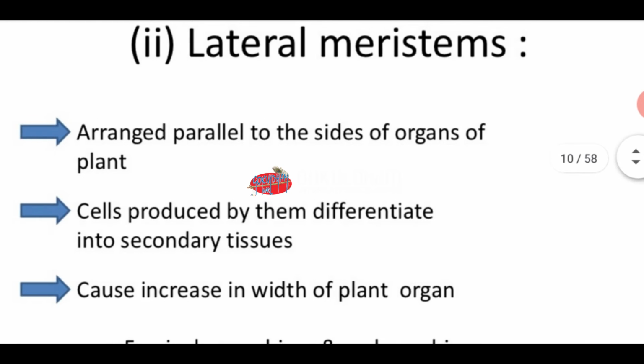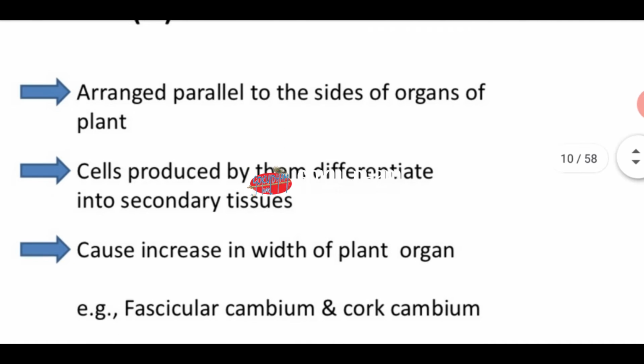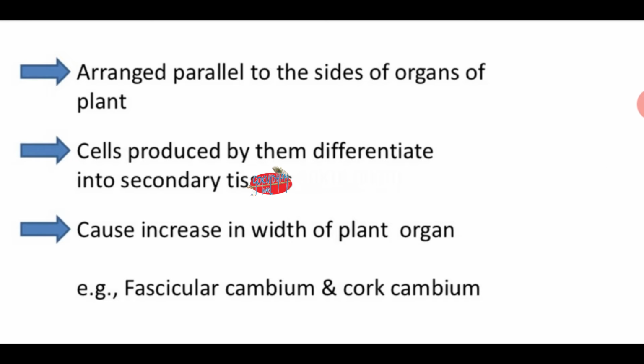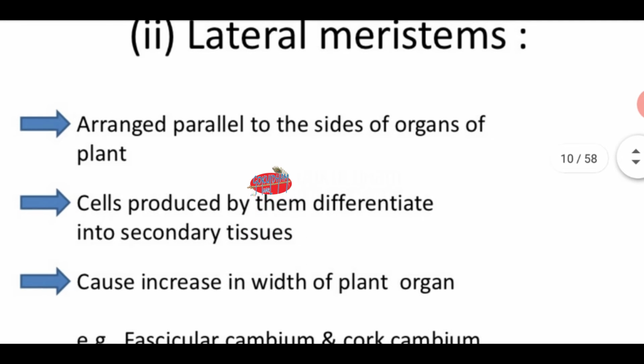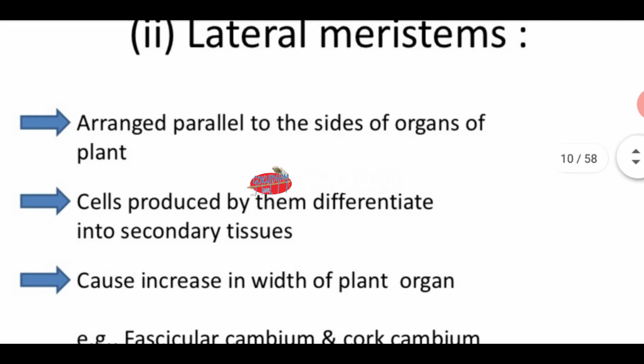Now the second type of meristematic tissue is lateral meristem, arranged parallel to the sides of the organs of the plant. The cells produced by them differentiate into secondary tissue. So the cells produced by lateral meristem are converted into secondary tissue. It causes an increase in the width of the plant organ. The biggest role in increasing the width of the plant is played by lateral meristem, and lateral meristem is responsible for the increase in width of the plant organ.